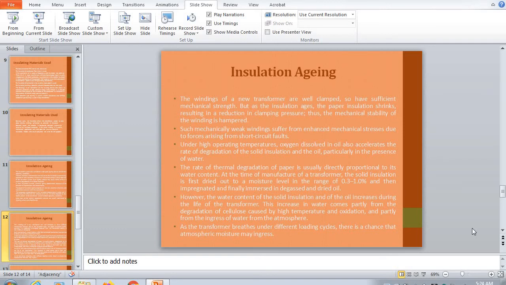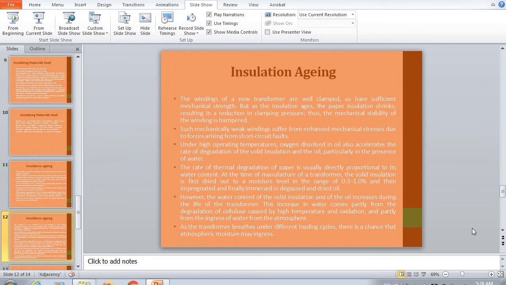Under high operating conditions, the oxygen dissolved in oil also accelerates the rate of degradation of solid insulation and oil, particularly in presence of water. The rate of thermal degradation of paper is usually directly proportional to its water content. At the time of manufacture of a transformer, the solid insulation is first dried out to a moisture level in the range of 0.3 to 1% and then impregnated and finally immersed in the degassed and dried oil.